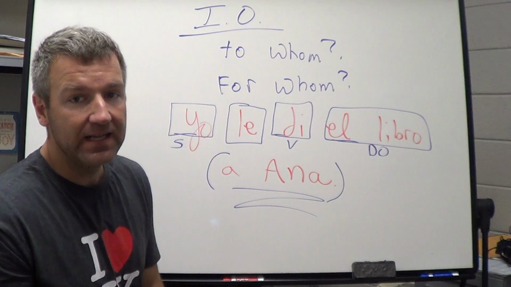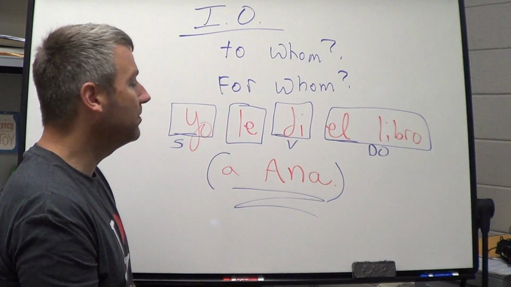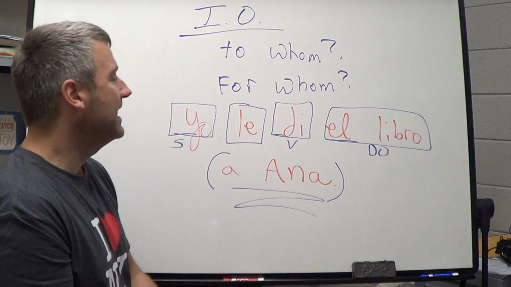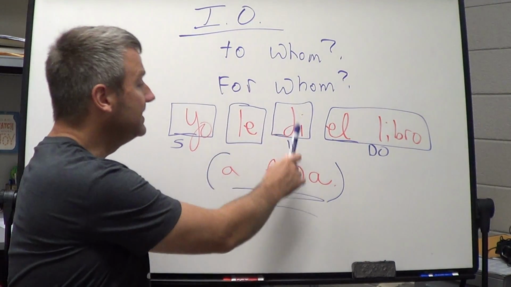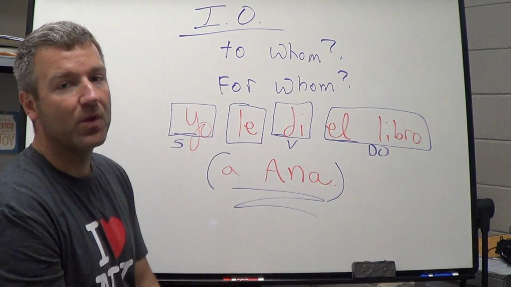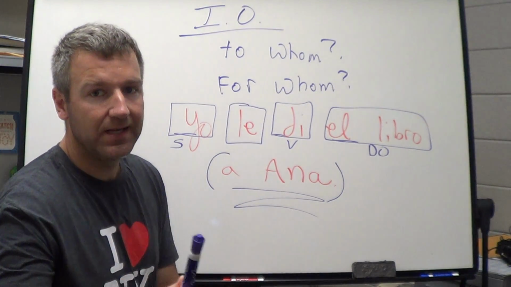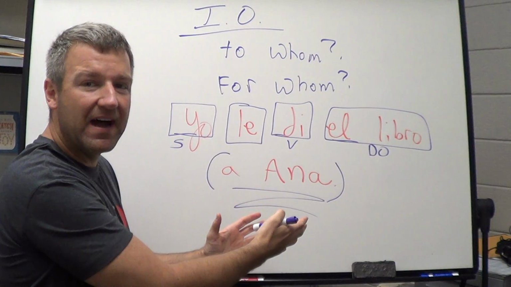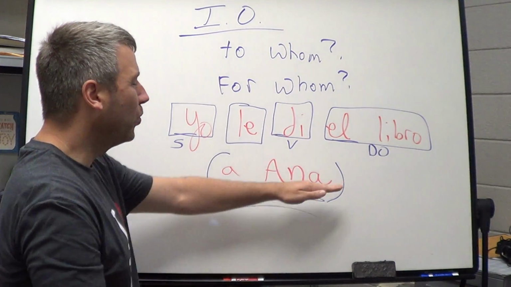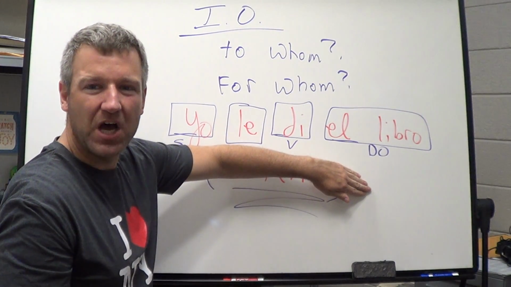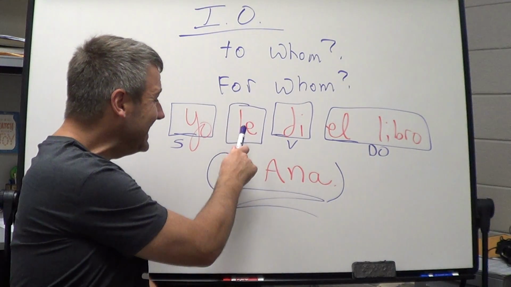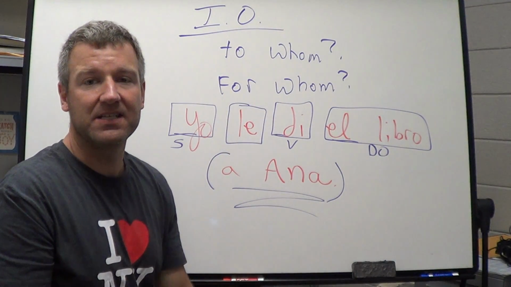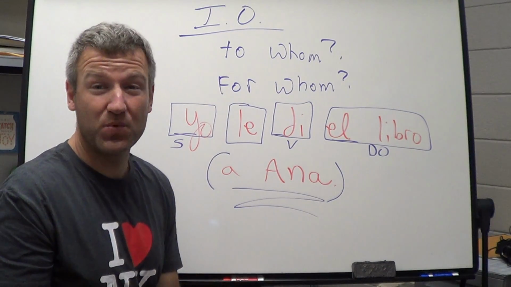And I know that in English, we probably are thinking, well, Mr. Le, why don't we just get rid of the le and say, yo di el libro a Ana? Well, sorry, Charlie, can't do that. Because the a Ana is just a clarifier in Spanish. We don't necessarily have to have it. It's optional. But le is a working component of the sentence. It's working as the indirect object.